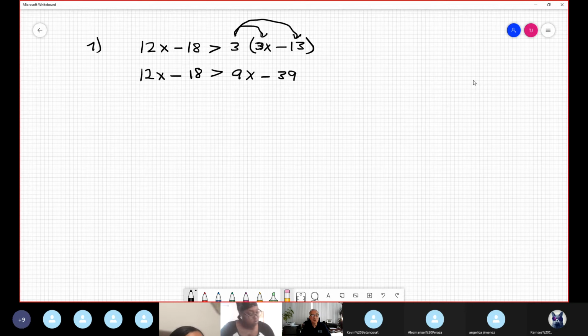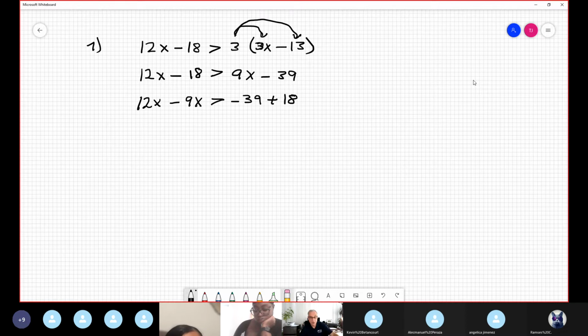Okay, now, mandatory in this case, you move the terms that contain the variable to the left. Mandatory, left. And the terms that do not contain it go to the right. So this 12x stays the same because it contains the variable and is located on the left-hand side. But this one, minus 9x, greater than negative 39, stays here. I copy and paste plus 18. Do you understand this manipulation?